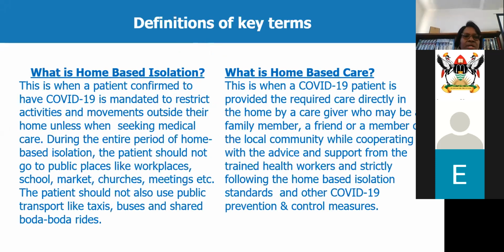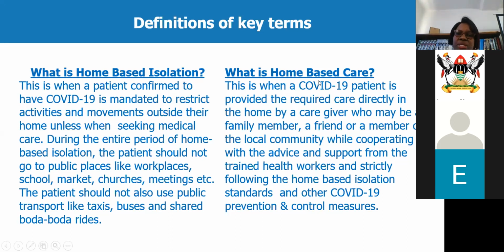So if we can define the key terms for home-based care, what is home-based isolation? This is when a patient confirmed to have COVID-19 is mandated to restrict activities and movements outside their home unless seeking medical care. During the entire process of home-based isolation, the individual should not go to public places like workplaces, schools, markets, churches. The patient should also not use public transport like taxis, buses, and shared boda rides. This is basically to stop the chain of transmission from that infected individual.